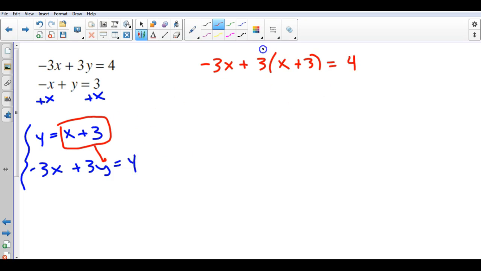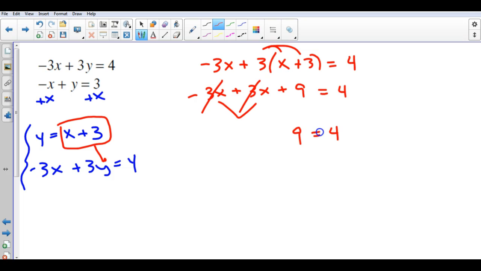So let's solve this. We're going to distribute again. Negative 3x plus 3 times x is also 3x, and 3 times another 3 is 9, and that equals 4. Watch what happens here. Negative 3x plus 3x is 0, so that's going to cross out, and we have no variables left. So at the end of this, what I actually end up with is that 9 equals 4.